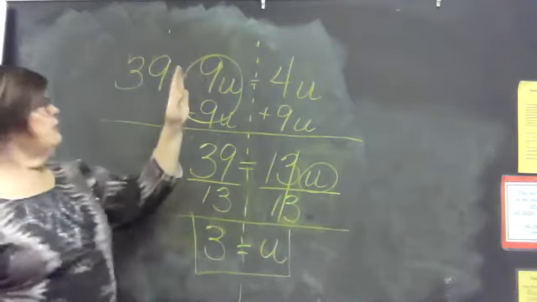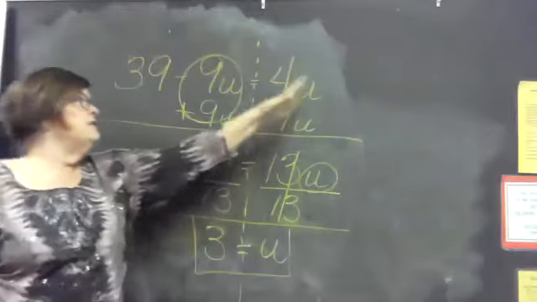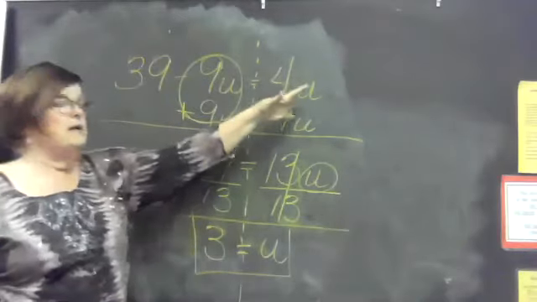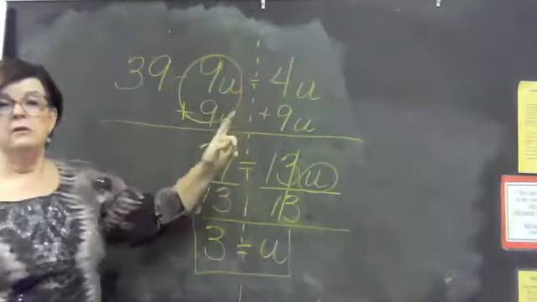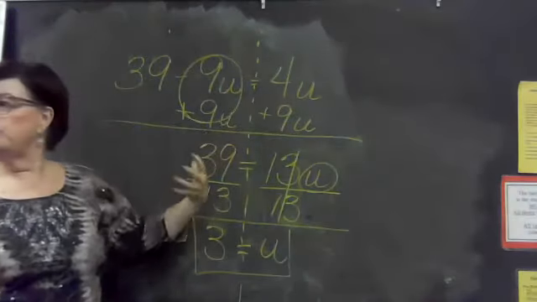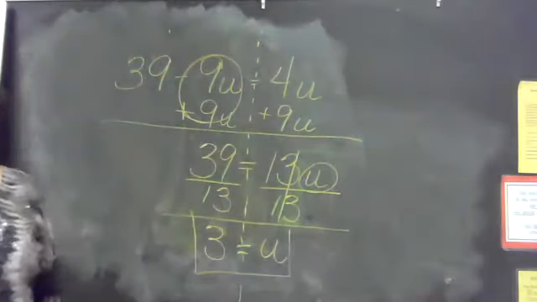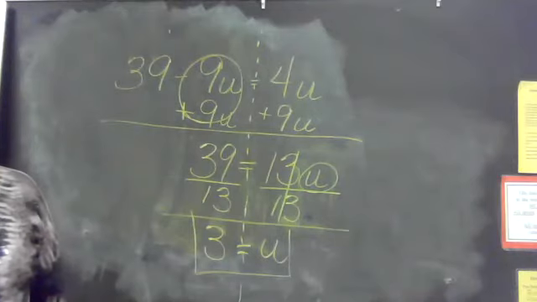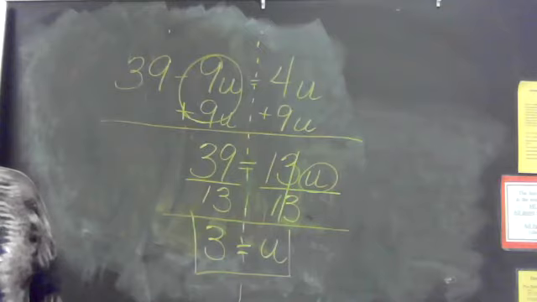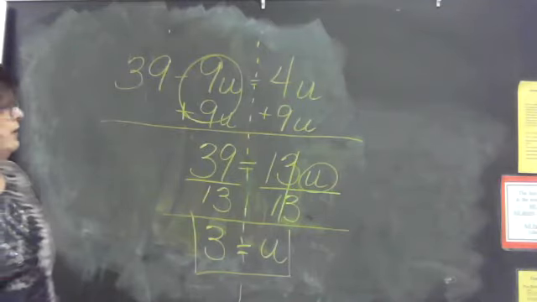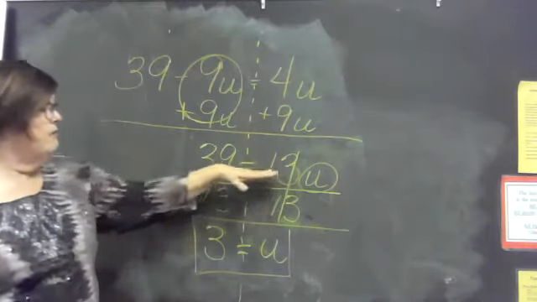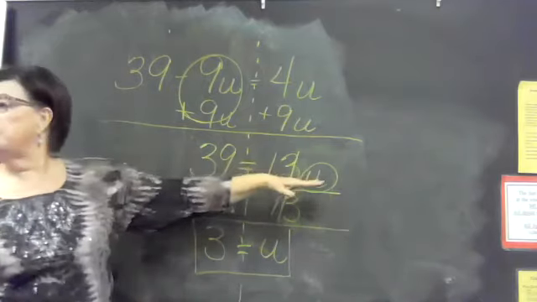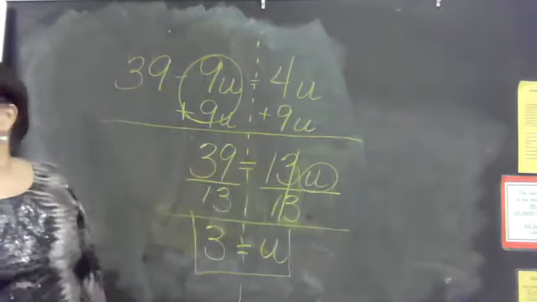So be careful if you have u's on separate sides of the equal sign, that's something you need to deal with first off before you start to solve. You need to gather up all the u's and get them on one side. Okay? And then always examine what you have and see if you need to do another step to get the u by itself.